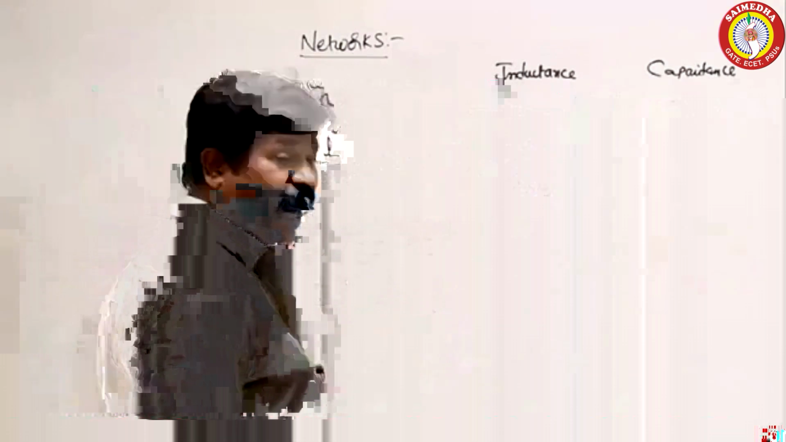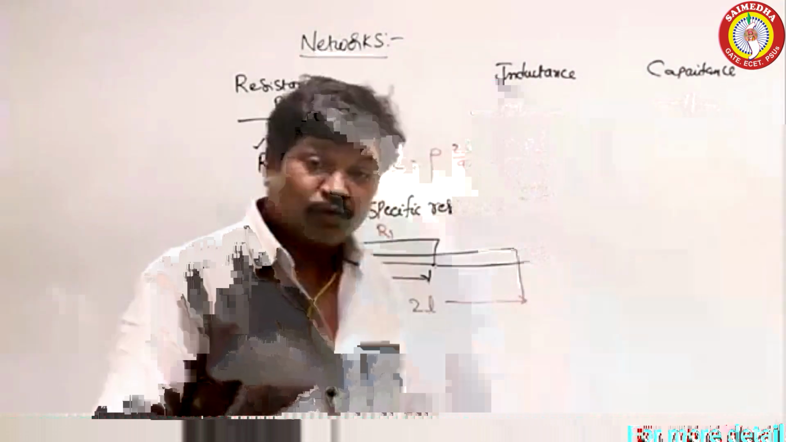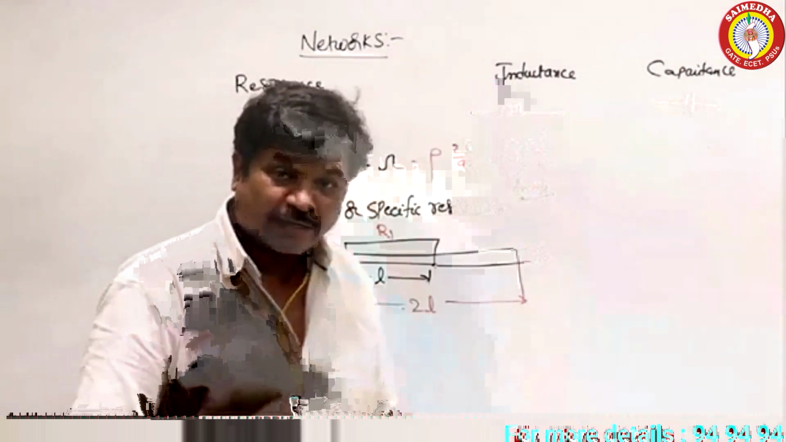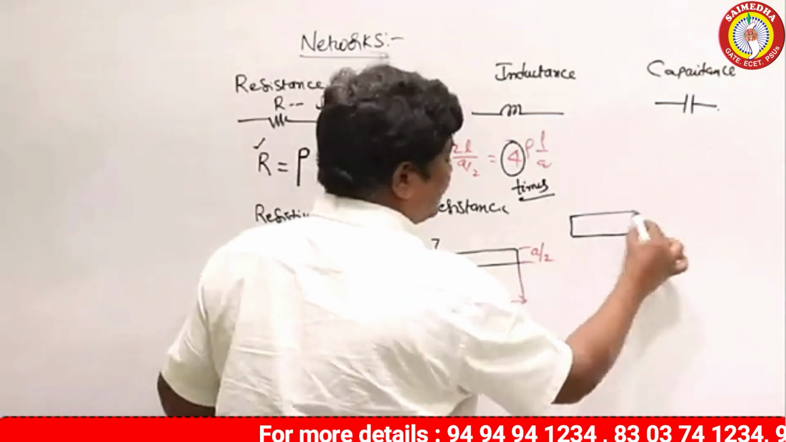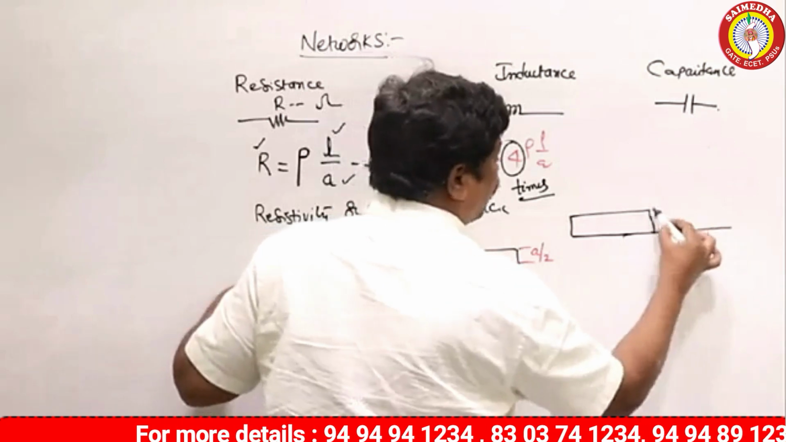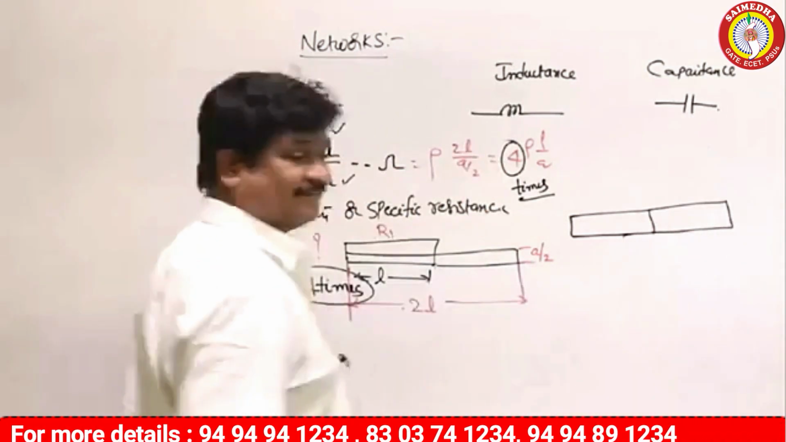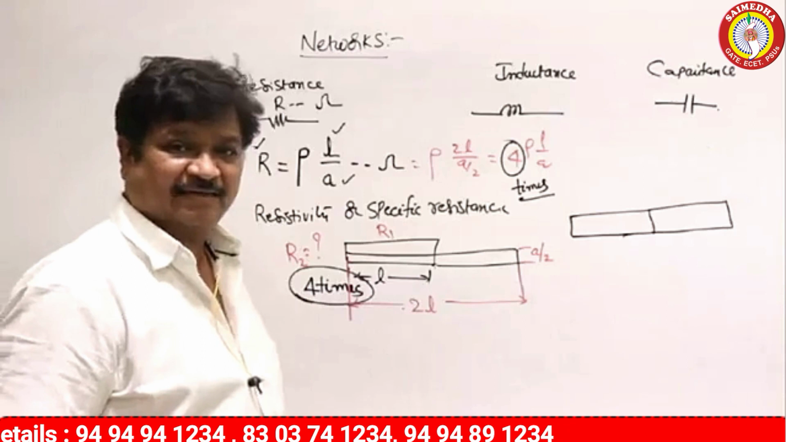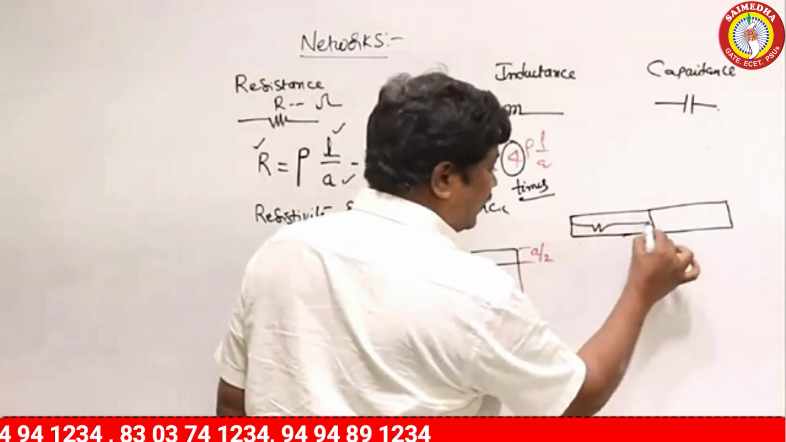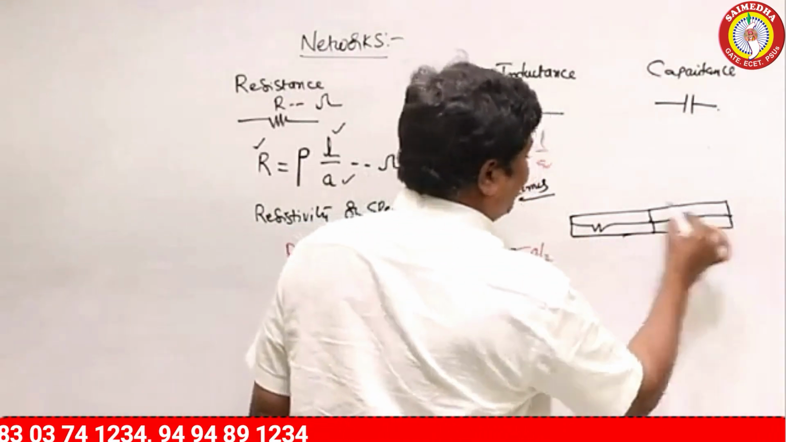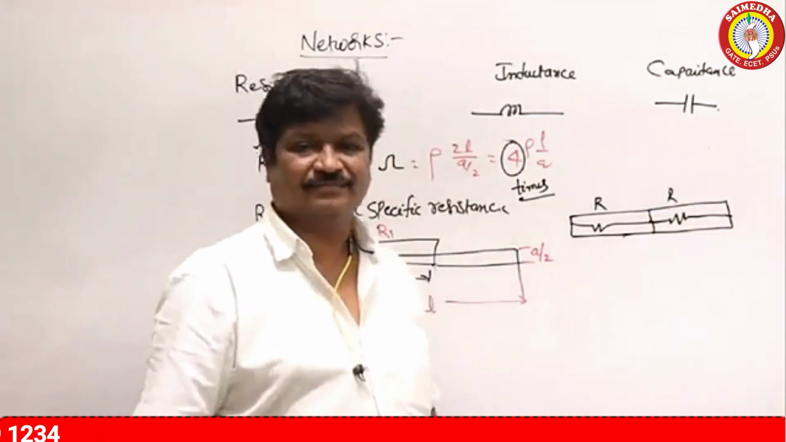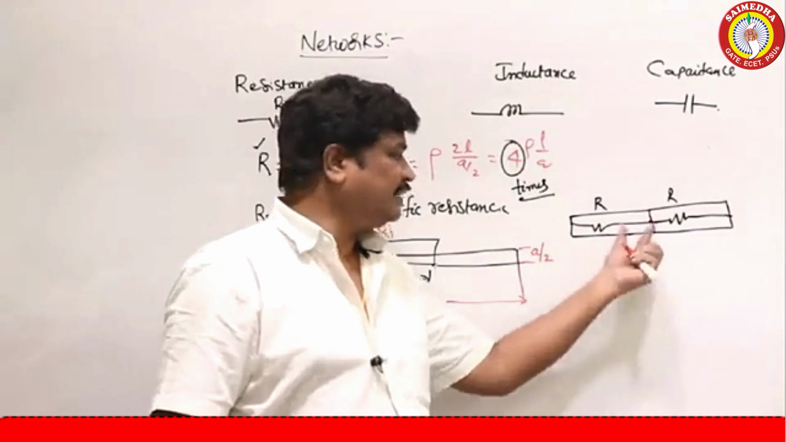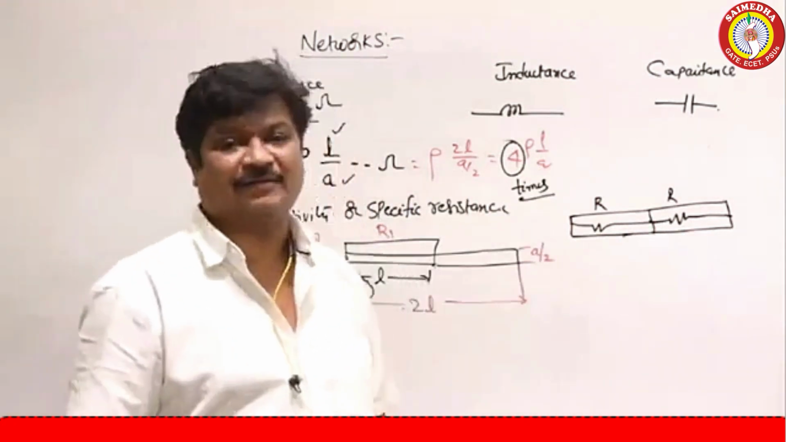It is not 2 times. When it is 2 times, for example, this is the material. If I add one more material like this in series with the same length, it has a resistance of R. It is also having a resistance of R. This is R, this is R. What does it become? 2R. They are in series.